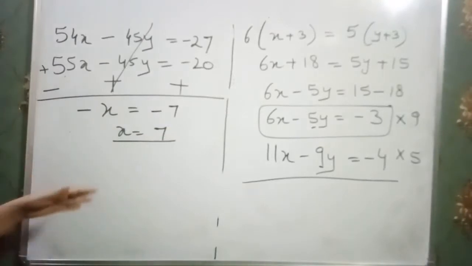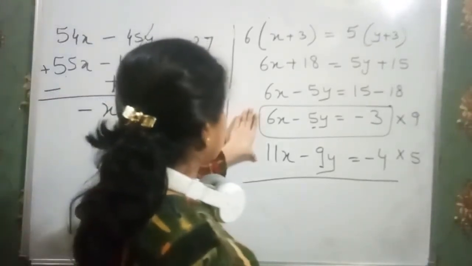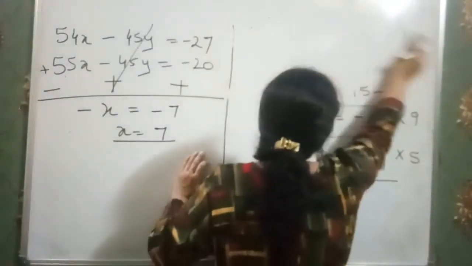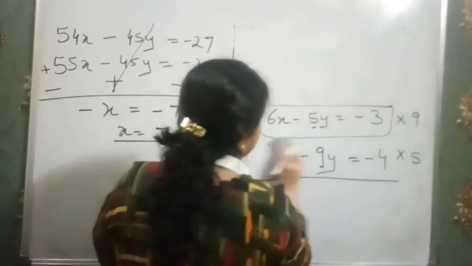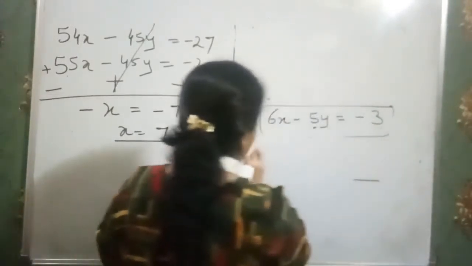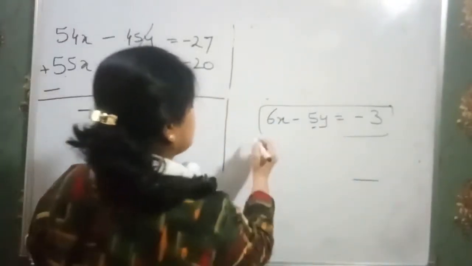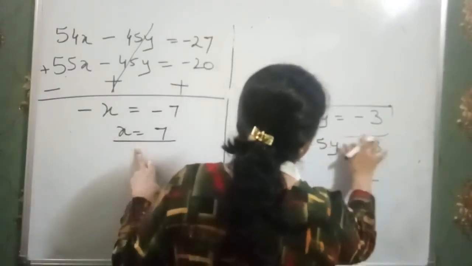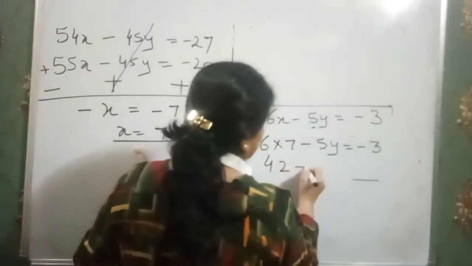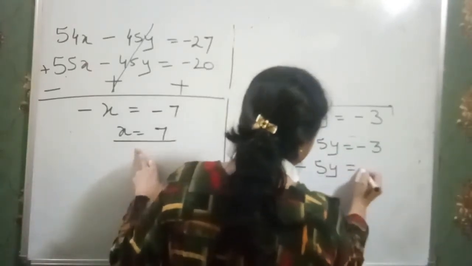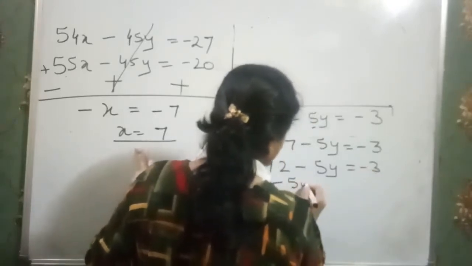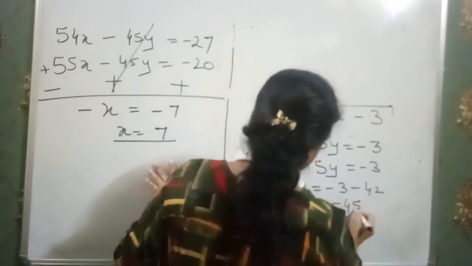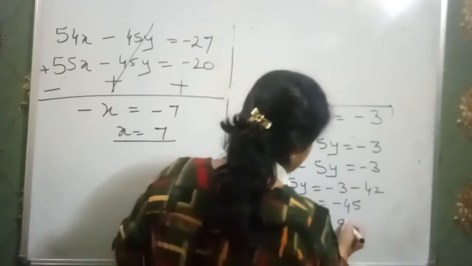Okay. Now find the value of y by putting it in any of the equations. So I will put the value in the topmost one, in this equation, in order to get the value of y. 6 into 7 minus 5y is equal to minus 3. Okay. Now 42 minus 5y is equal to minus 3. So we have minus 5y is equal to minus 3 minus 42. We have minus 45. That means y is equal to, when we divide it, we get 9.